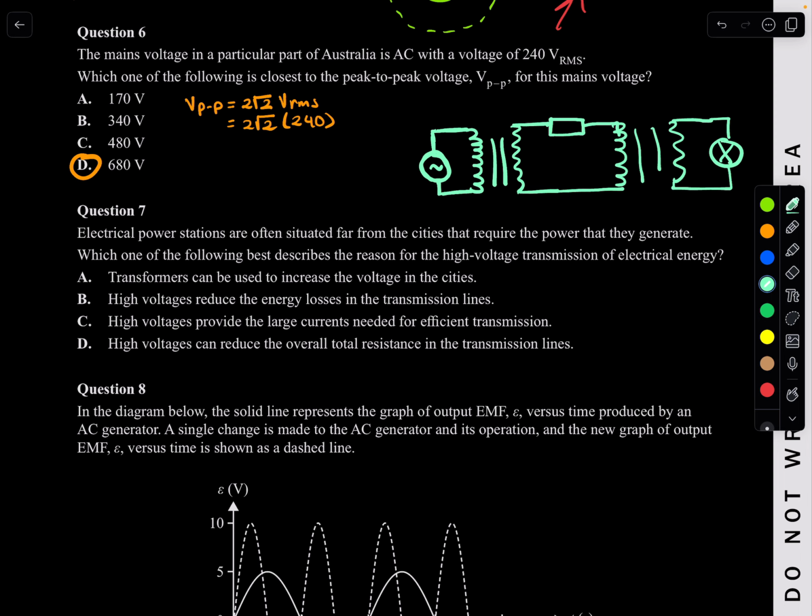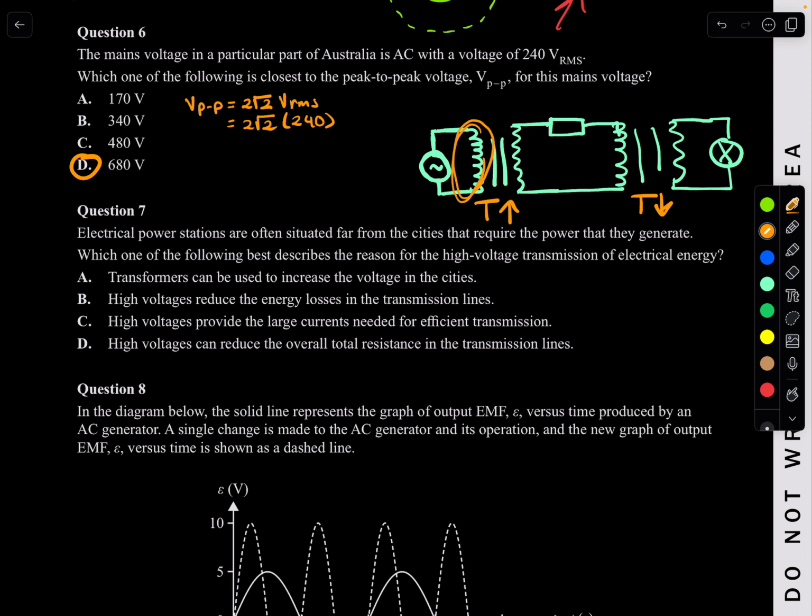Let's have a look here. This here is your step up, so I'm going to write step up, T up. This is T down. You're probably wondering, why do we step it up?